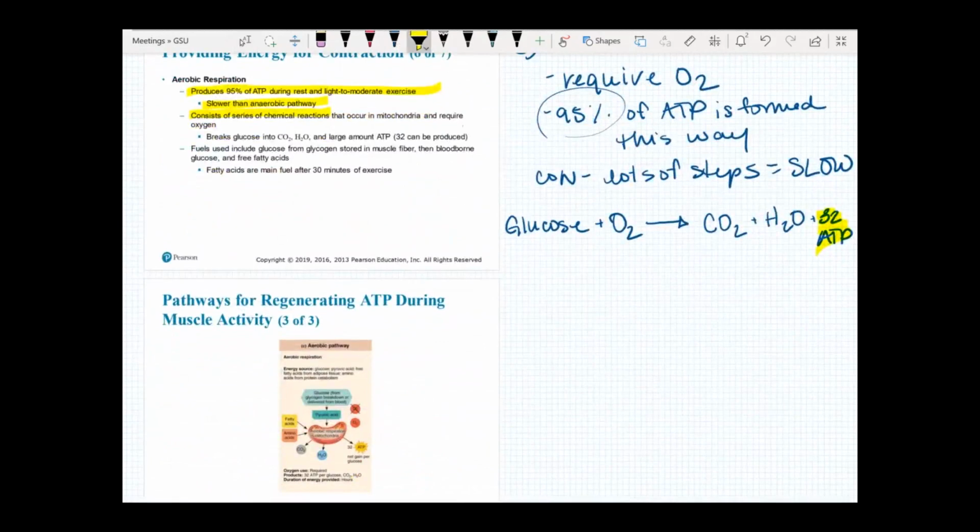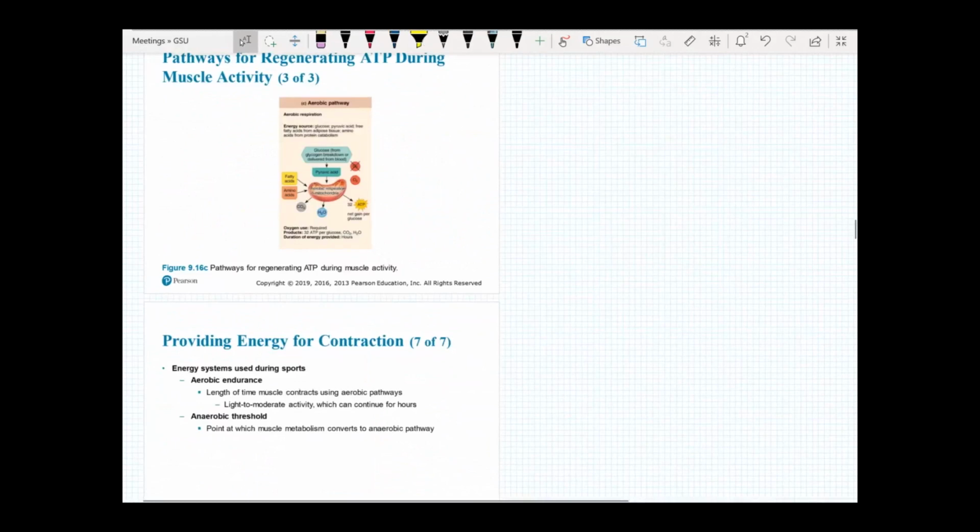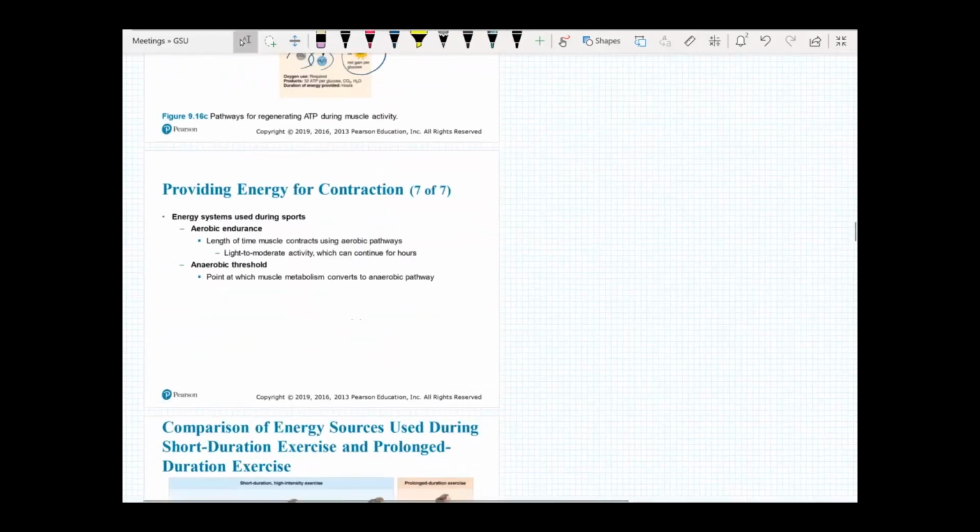So this will actually usually kick in for longer sustained durations of exercise. If you look at this pathway right here, you can see how we go from glucose to our pyruvic acid. Or we can do our aerobic respiration, and we're going to get 32 ATP, our water, our carbon dioxide, and then some other fatty acids and amino acids. So this is really important for all of these.